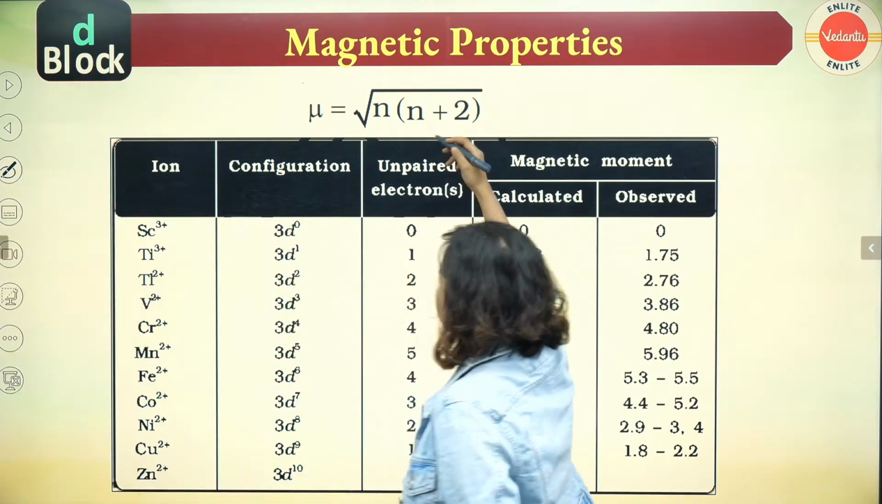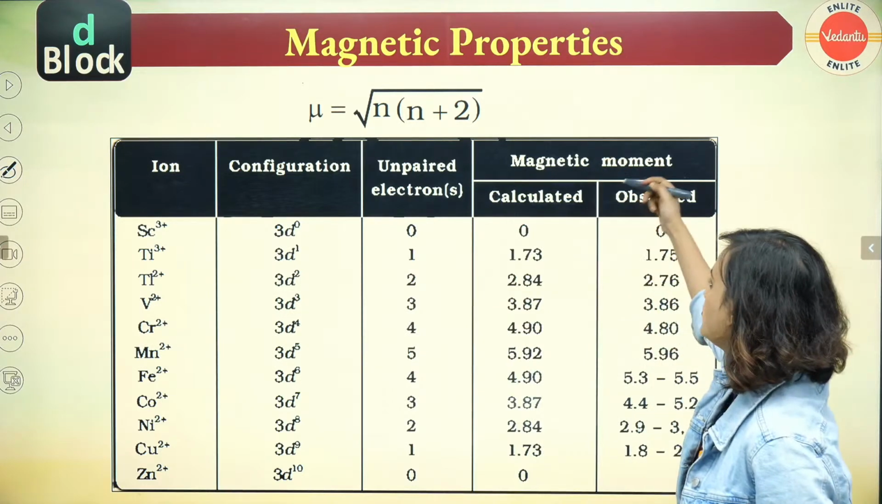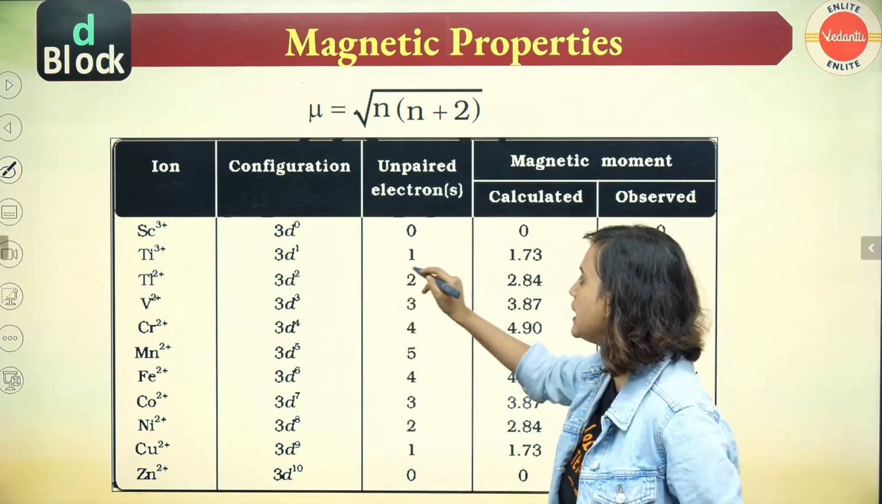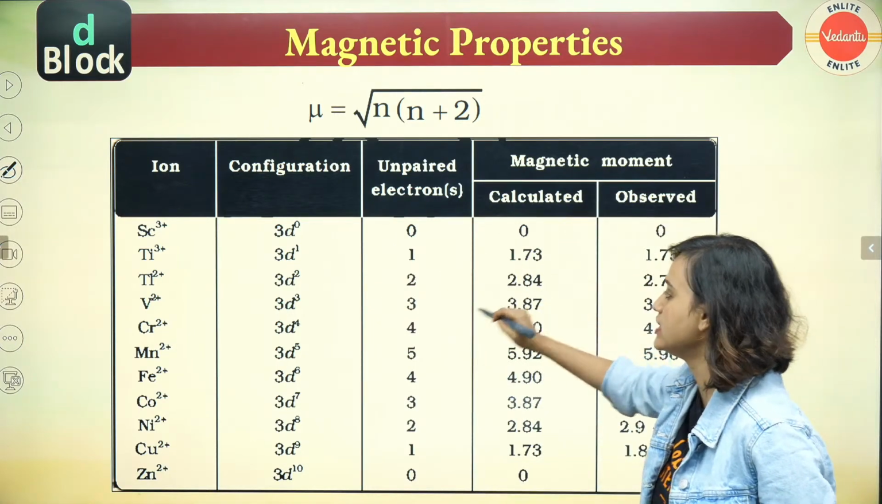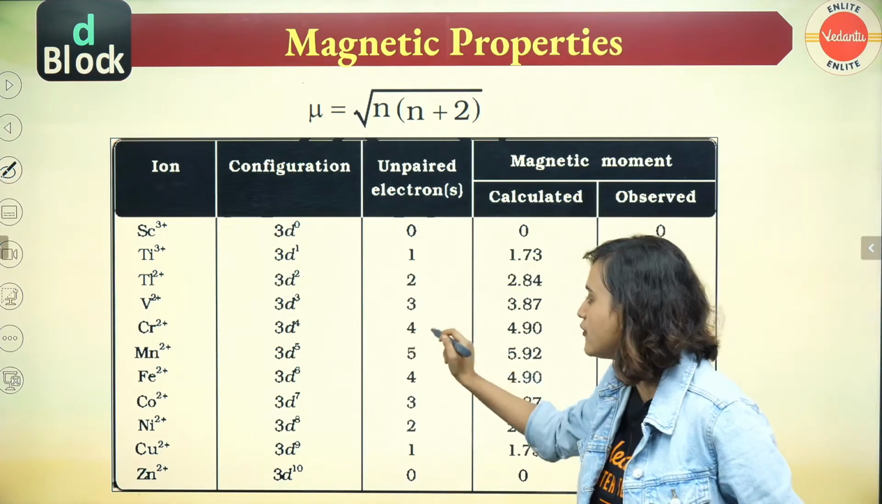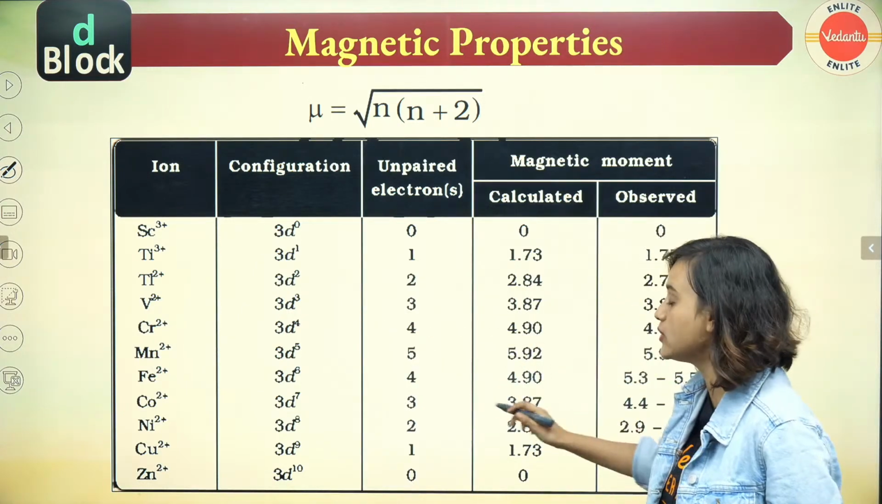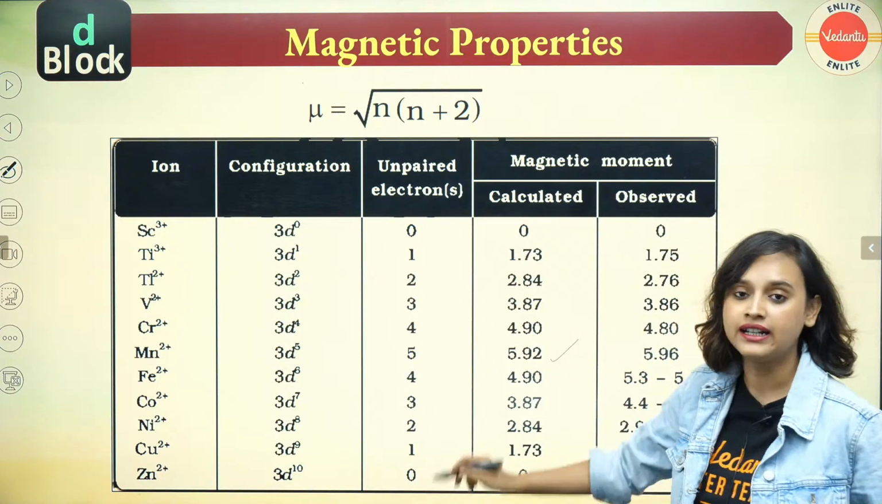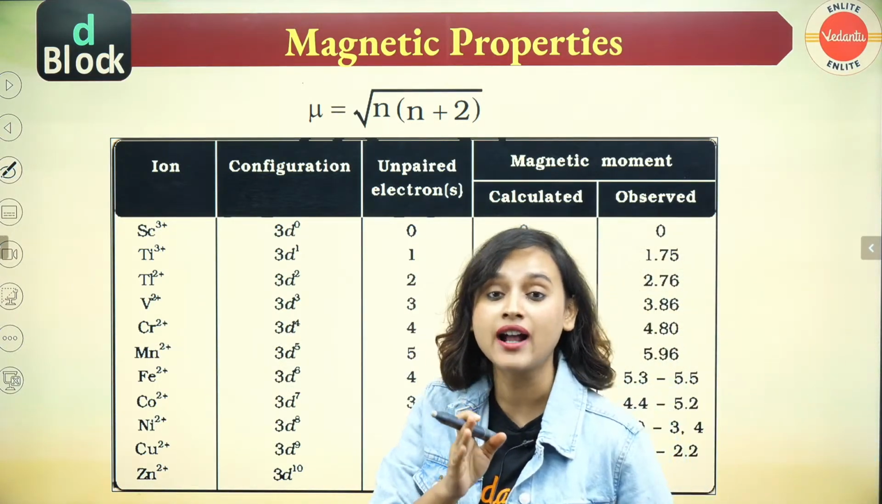See, unpaired electrons 0: magnetic moment is 0, calculated is 0, observed is also 0. Unpaired electron 1, it is 1.73. Unpaired electrons 2, 2.84. Unpaired electrons 3, 3.87. 4, 4.90. 5, 5.92. And you see that manganese has the highest magnetic moment. That means it is paramagnetic.